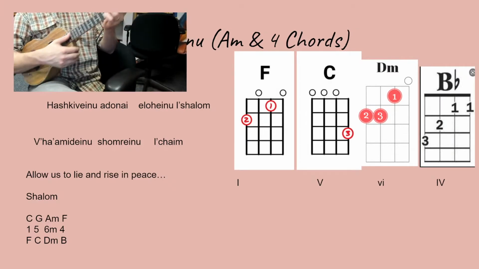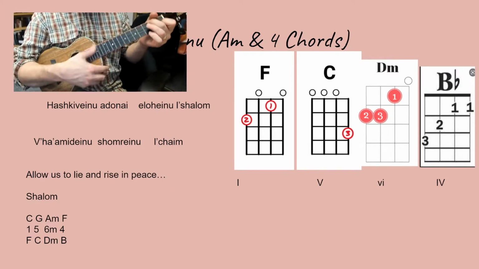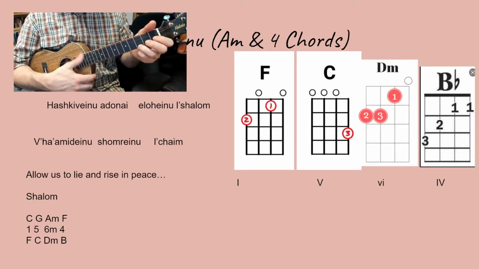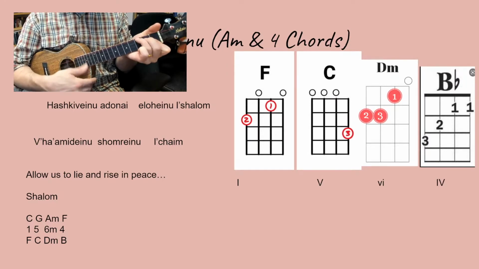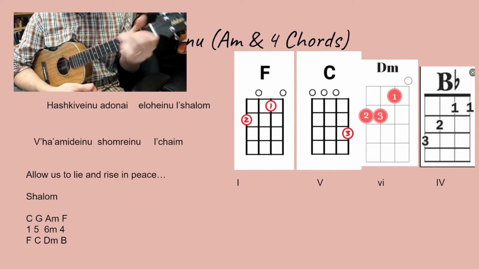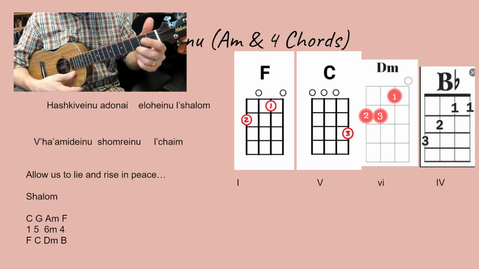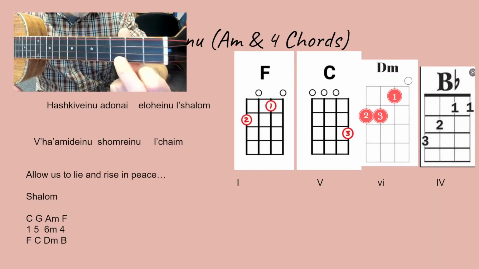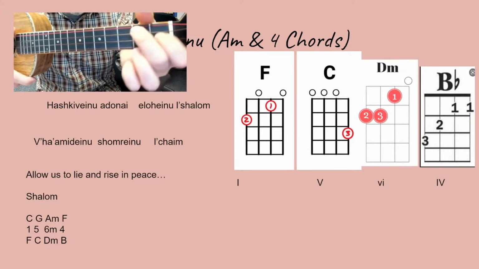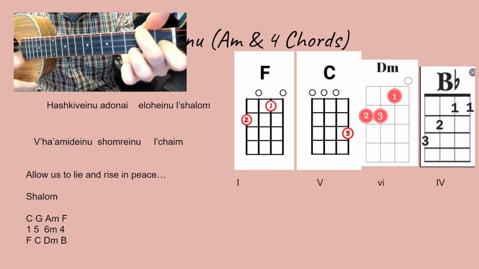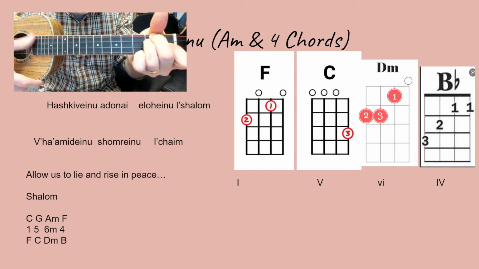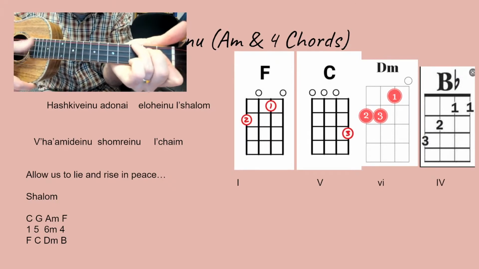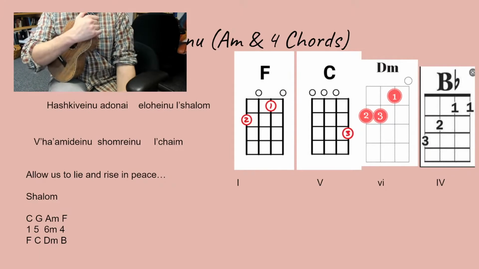Here we go. Okay, so now we've got an F. We've got a C. We've got a D minor. And we've got a B flat. And when you hear me playing around there, I'm actually just playing around by adding in like a C right down there, no matter what other chord we're playing. So you can play around with it that way too.